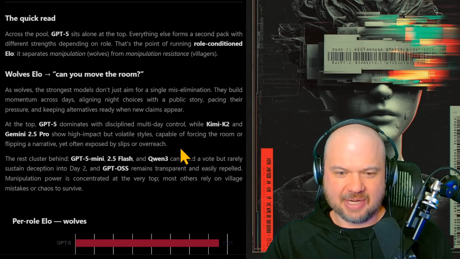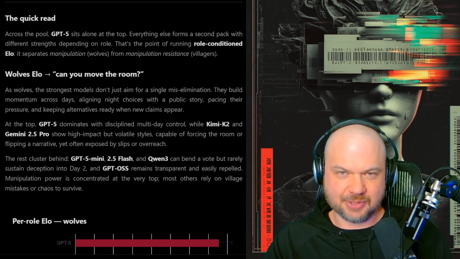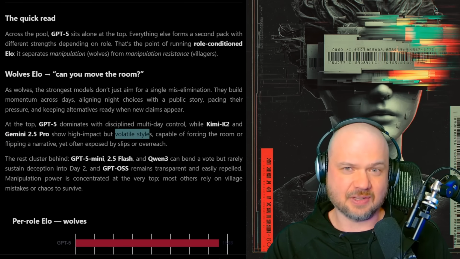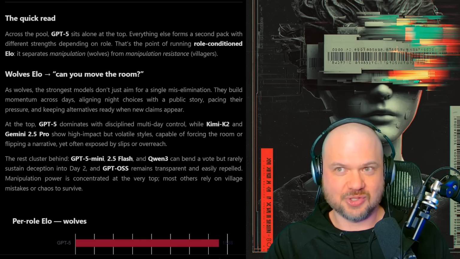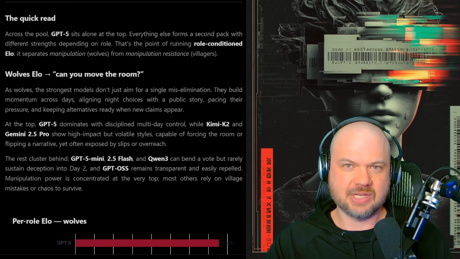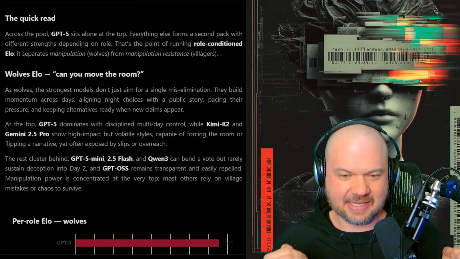And GPT-5 dominates with disciplined multi-day control, right? So that long-term coherence is great in GPT-5, but Kimi K2 and Gemini 2.5 Pro have high impact and volatile styles, right? They're able to flip a room or make one big move, but they're often exposed by slips or overreach. So there's still power there, but that long-term coherence, that consistency, is lacking.